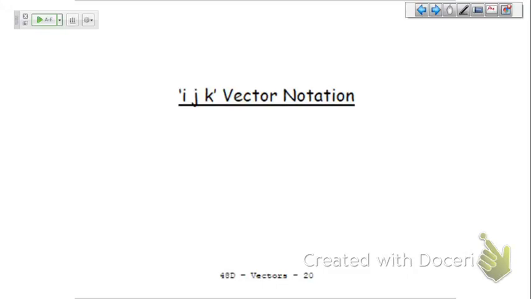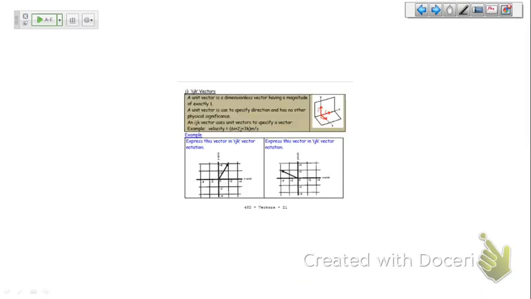So welcome. We're going to do this last bit of this chapter, which is IJK notation. And what we have is really small images on that one, really small image on that one.